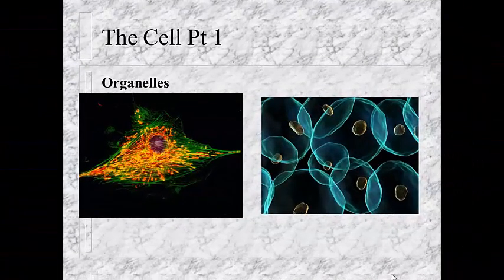Alright, ladies and gentlemen, welcome back. We're looking at part one of the cell, and we're just going to be talking about the different components of the cell and what they do. As you can see here from these two pictures, these are two different cells, and depending on what's in them and what the composition of them is will determine their shape and their function.